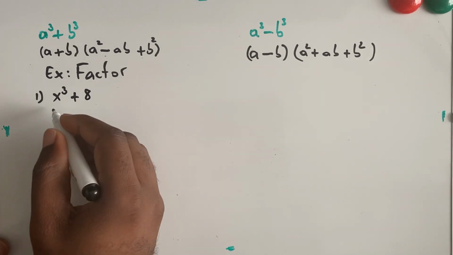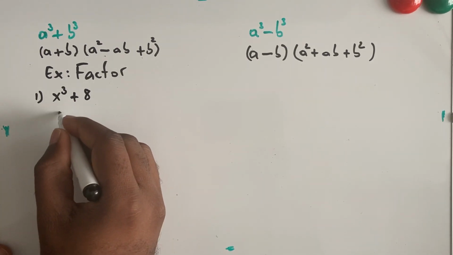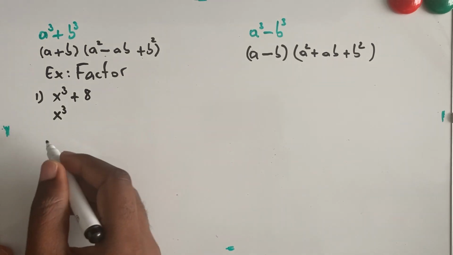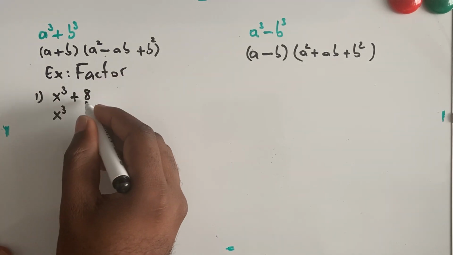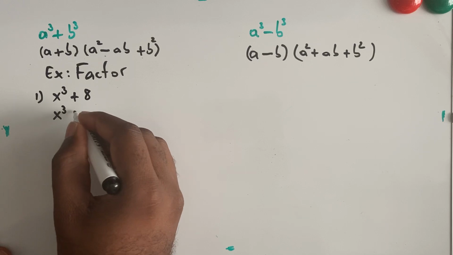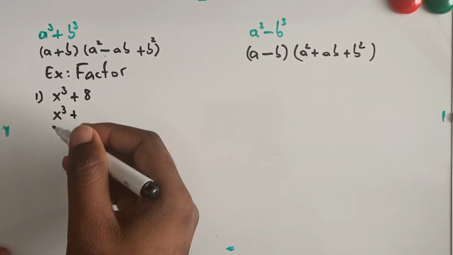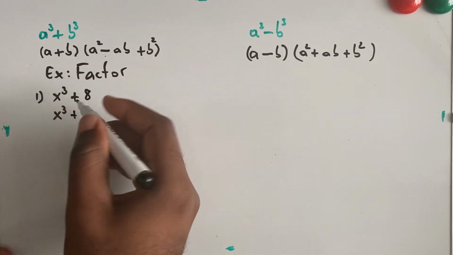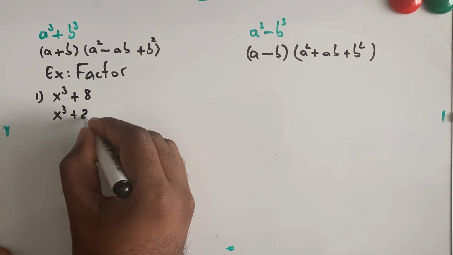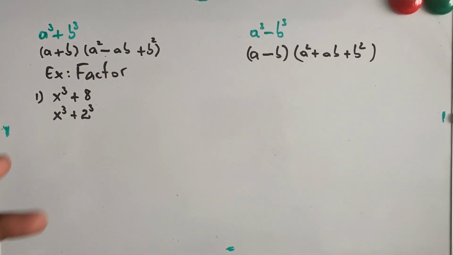So let's go. The x cubed is already written as a perfect cube, something cubed. Then 8 is a perfect cube, but what I'm saying is write them as something raised to the power of 3, like 2 cubed. 8 is a perfect cube, so you can write it as 2 cubed, okay? Then once you have this, it's pretty easy to use the formula.